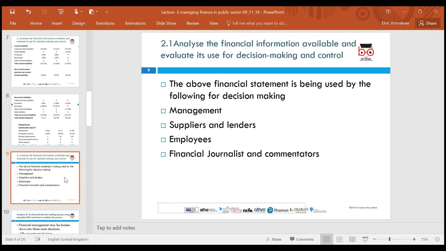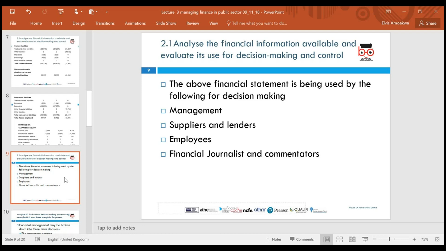So we will try and look at how the financial information of NHS Works Assets that I have shown will be used to make sound decisions. And if we need to go back, I'll go back and show you the statement again. So let's look at the next slide. For decision making, we have management who are happy to use it, suppliers and lenders, employees, financial journalists and commentators. They are all so keen to be able to see the financial statement before they can decide.